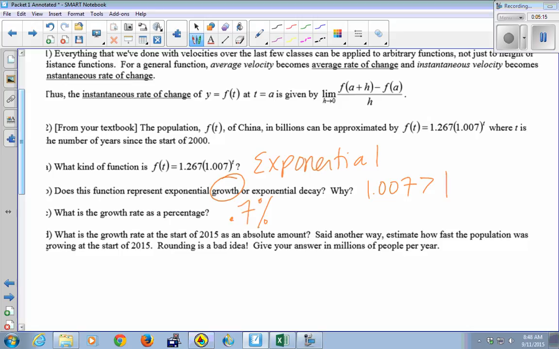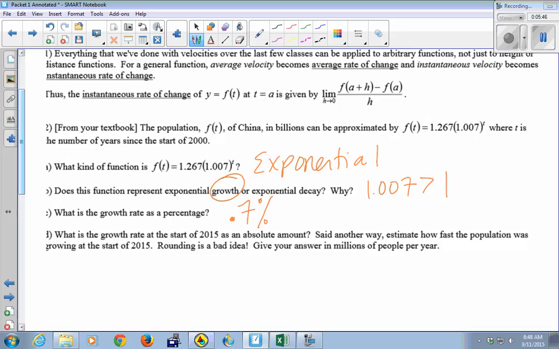Yeah, you just got to move that decimal two to the right. All right, so I would like to know the growth rate at the start of 2015 as an absolute amount. So as different than a percentage, right? I don't want a percentage. I want an absolute amount, like number of people per year, right? Growth rate. How many people per year was the population of China growing by at the start of 2015?